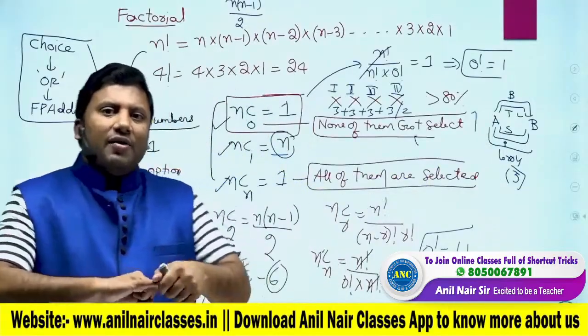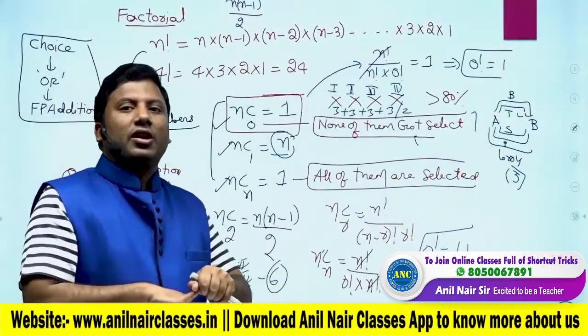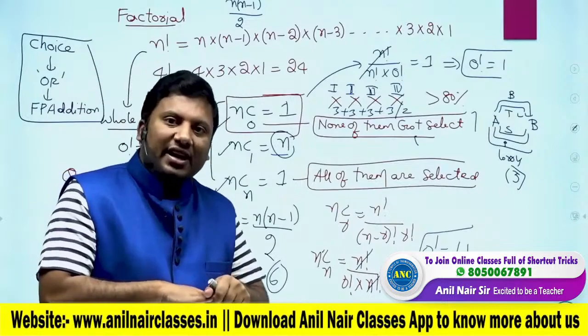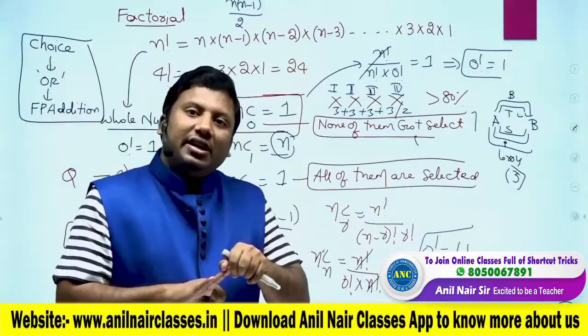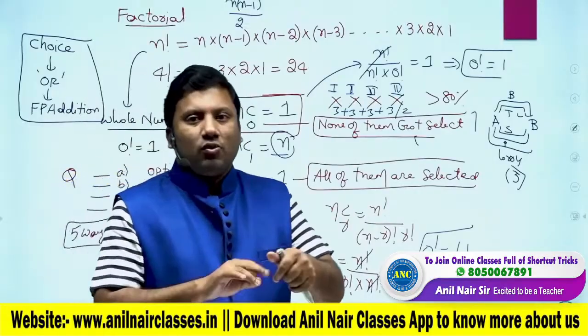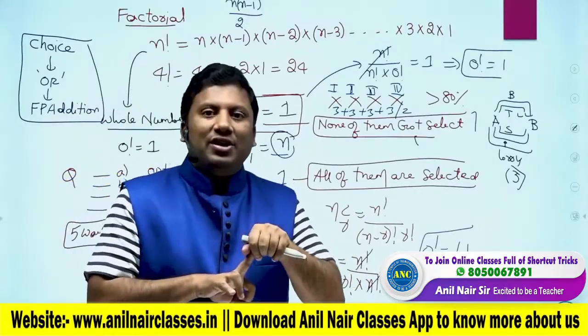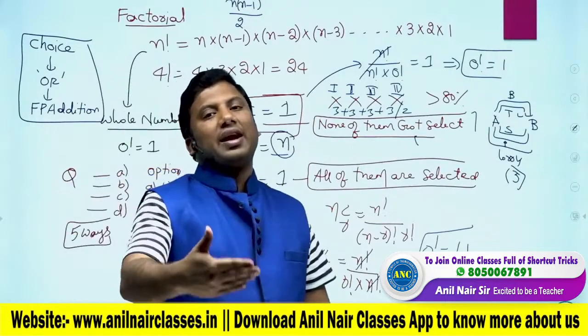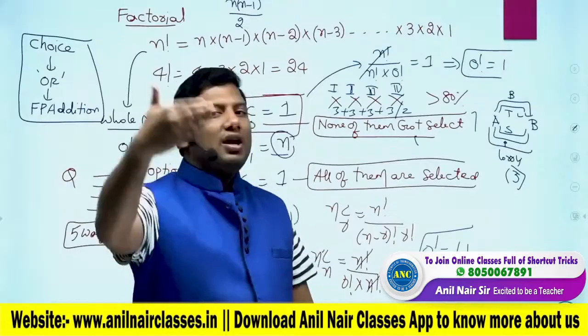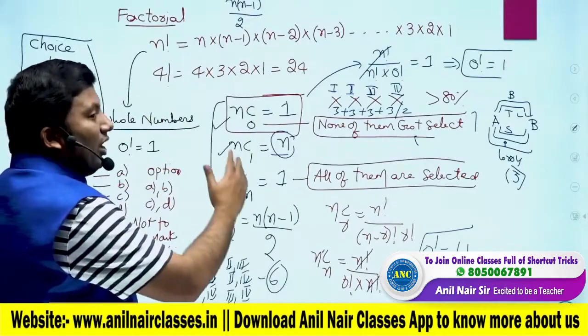In this slide, we have discussed why nC0 is equivalent to 1. Not selecting any, there is only one way. nCn is equivalent to 1. Selecting all out of all, there is one way. nC1 is equivalent to n. Selecting 1 out of n, it could be first, it could be second, it could be third, or it could be the nth one. So there is a choice to make.